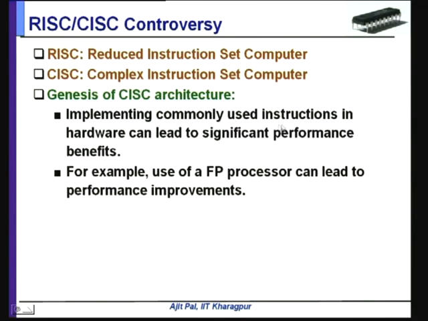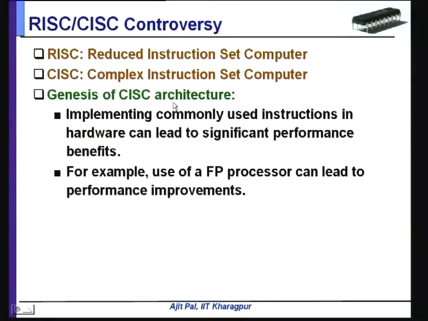Implementing commonly used instructions in hardware can lead to significant performance benefits. That means you are trying to minimize the semantic gap with high level languages. Whatever the high level language instructions can perform, you are trying to do with the help of machine language instructions by making the instructions more and more complex. As a result, a single high level language instruction will lead to very few machine language instructions, maybe one or few.